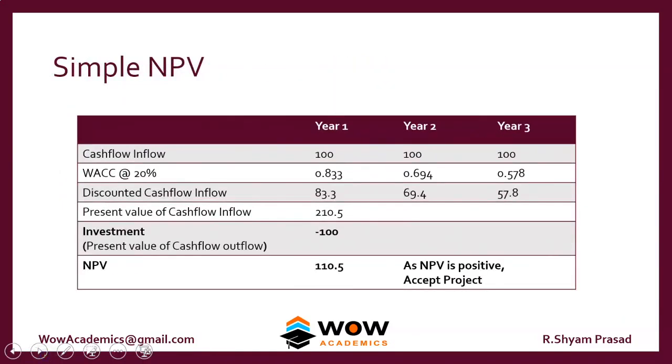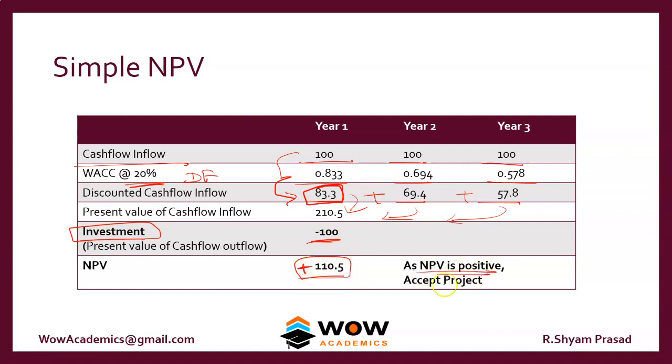So this is a very simple NPV problem. We have the cash flows for 3 years, 100, 100, 100. We have the WACC or the discount factor. This is the discount factor at 20%. That gives you these numbers. Multiply both these numbers and you get your discounted cash flow. Add all these numbers together and you get your present value of cash flow. The investment of this project is minus 100, so you deduct it and you get your NPV. As NPV is a positive number, you are going to accept the project. It's a very simple problem.